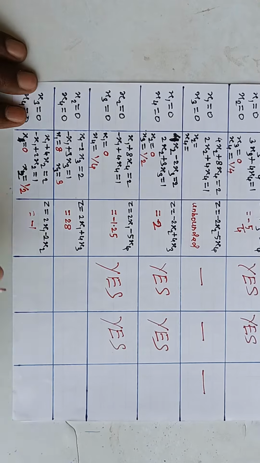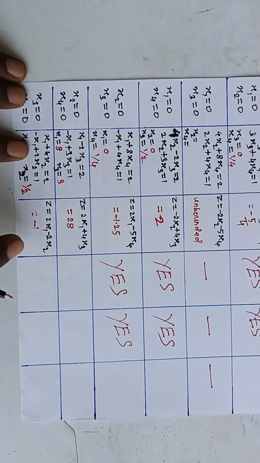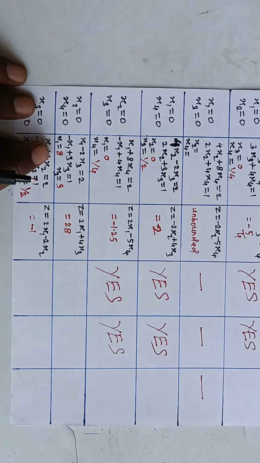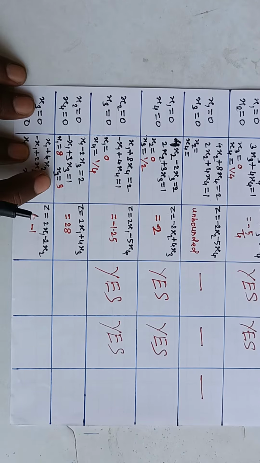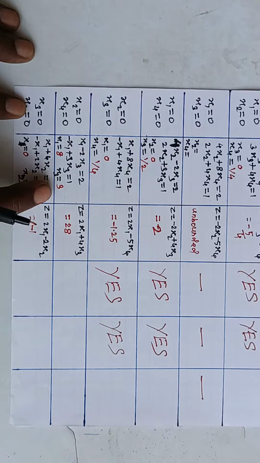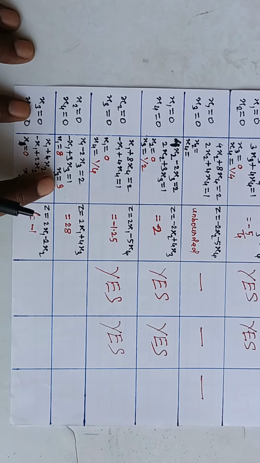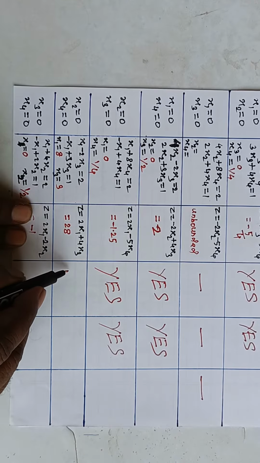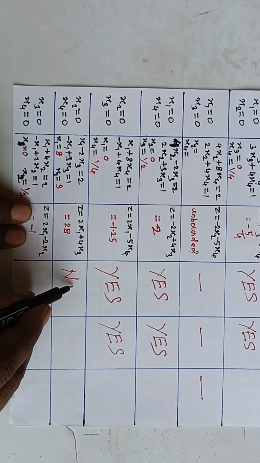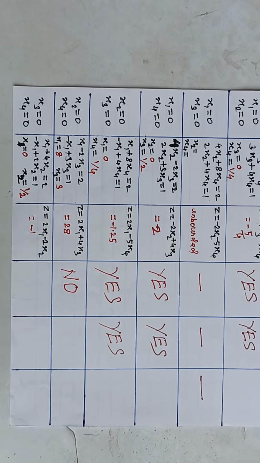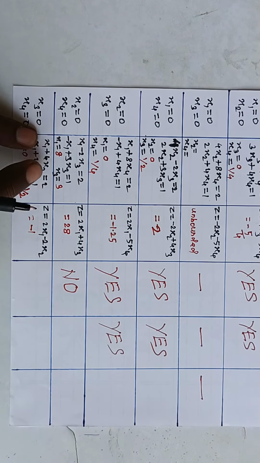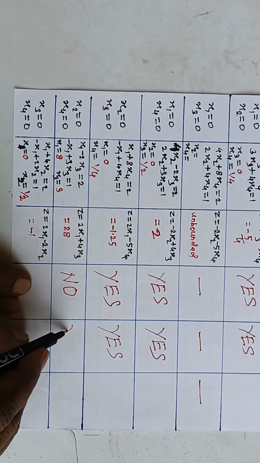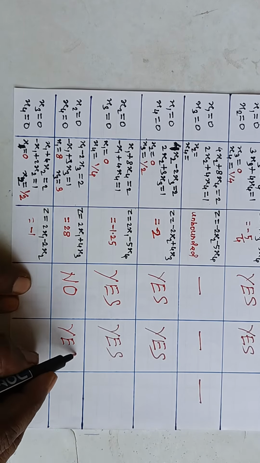Now the fifth step and sixth step. In the fifth step, no one value is 0, x1 is 8, x3 is 3. No one of these two values is 0. So this solution is non-degenerate. So you can put here remark no. And here x1 and x3 both are positive. So this is a feasible solution.